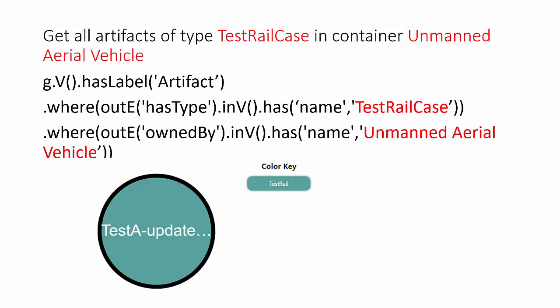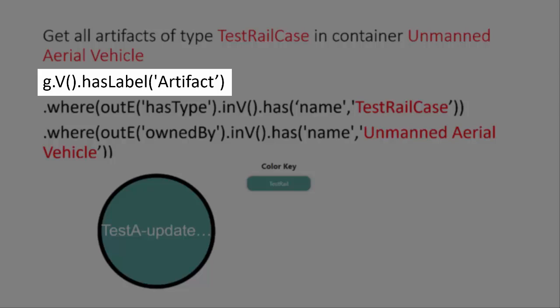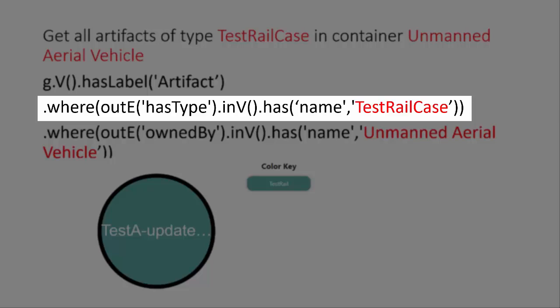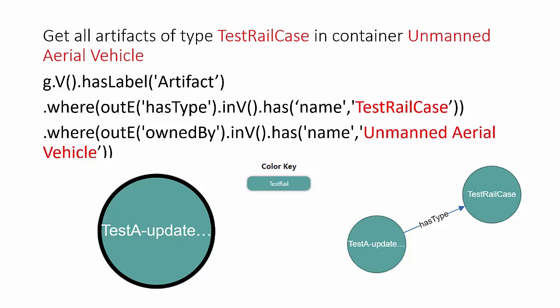Our first two examples showed how to filter edge steps. We can also filter artifacts, but need to modify our approach. In this example, we want all artifacts of type TestRailCase in a TestRail project named Unmanned Aerial Vehicle. The first line asks for vertices in the category of artifact. The second is a conditional, which looks for an outgoing edge has type, terminating in an artifact type vertex named TestRailCase. This relationship would look like this, but the where function in Gremlin isn't asking to traverse this path, just to choose starting vertices where it applies.